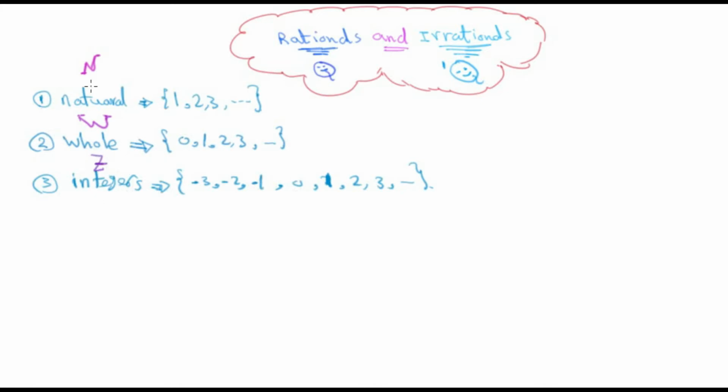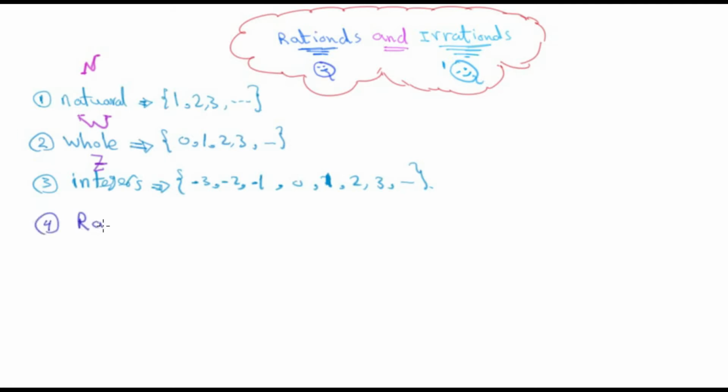So the smallest one is natural numbers. After that we have whole numbers. After that we have integers. And after that, the Egyptians especially discovered something we call fractions. Fractions were used to express a part of something from a whole thing. So we have another group of numbers which is called rational numbers.